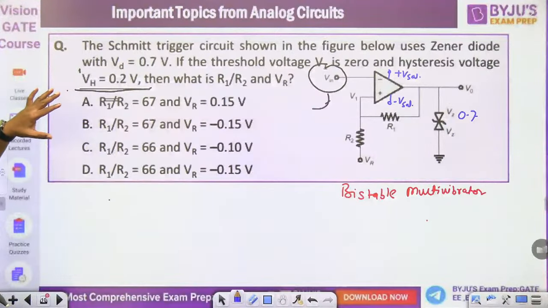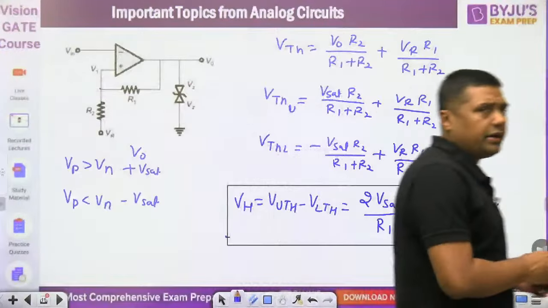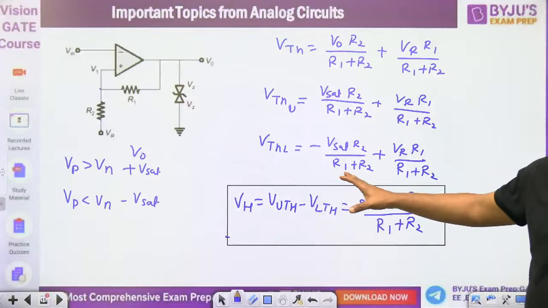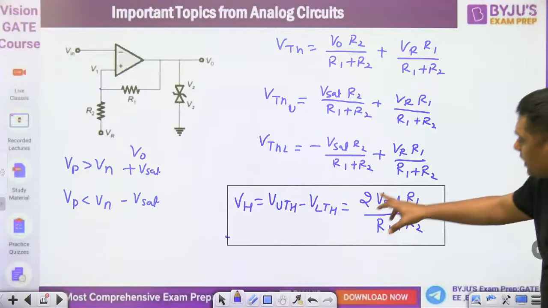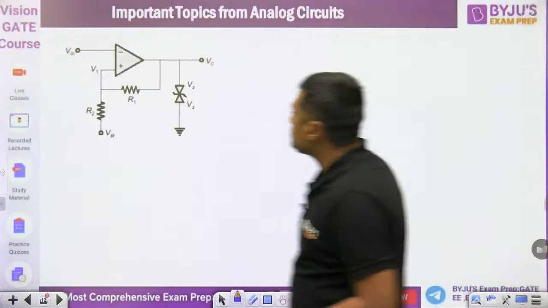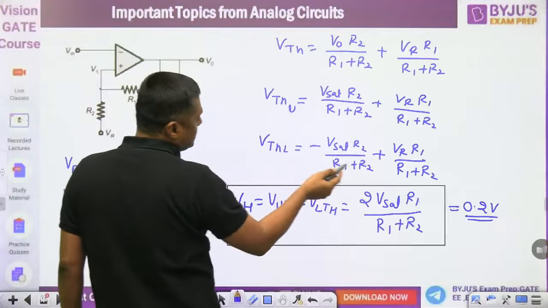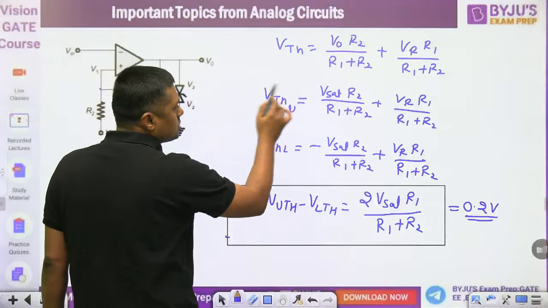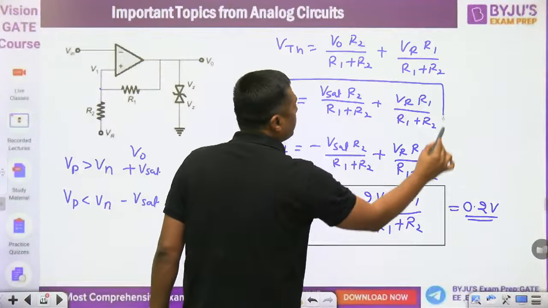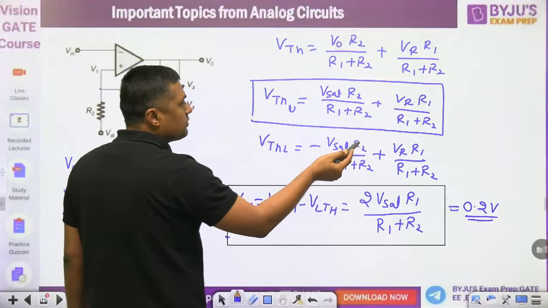Another important thing is what is asked about the value of Vr. When we are calculating the hysteresis voltage, we can't find the value of Vr because Vr is zero. We can find the ratio of R1 and R2. Then, second thing, when one of the threshold voltages, for example the upper threshold voltage, is zero, it is not possible that the upper threshold voltage will be zero if it is positive.